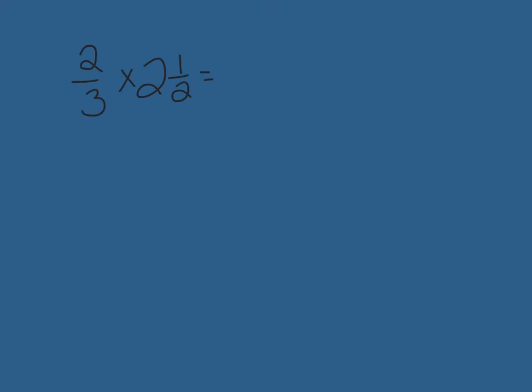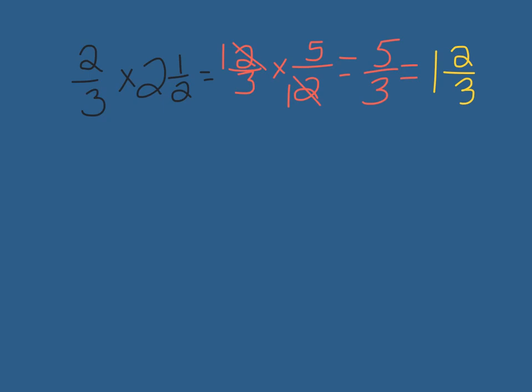So I have 2/3, which I would leave the same, times 2 times 2 is 4 plus 1 is 5 over 2. Then I can cross out these 2's and make them 1's. So I end up with 5/3. Then I need to change that from an improper fraction into a mixed number. 3 goes into 5 one time. I have 2 left. So 1 and 2/3. I hope that's what you were able to get also.